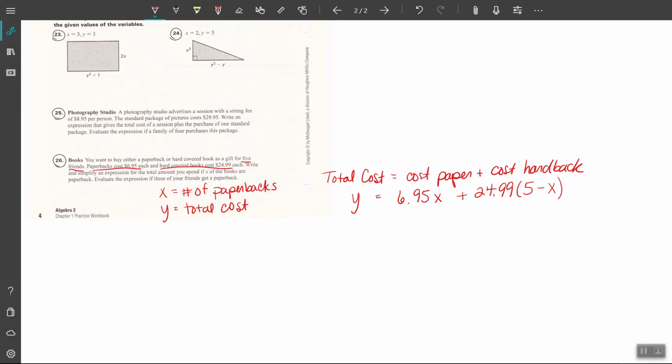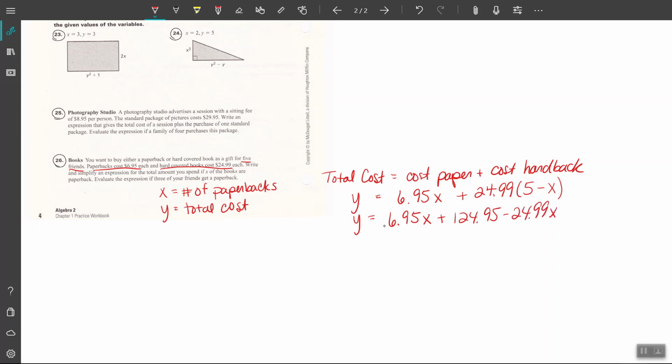Okay, so we can't introduce another variable. You have to write it in terms of that x. Hopefully your memory is being jogged a little bit from Algebra 1 on that concept. All right, so there's your expression. Actually, we probably should go ahead and simplify it. They did ask us to write it out simplified. So I'm going to distribute the 24.99 to the 5. That will give me this, and then I'm going to distribute it to the x.